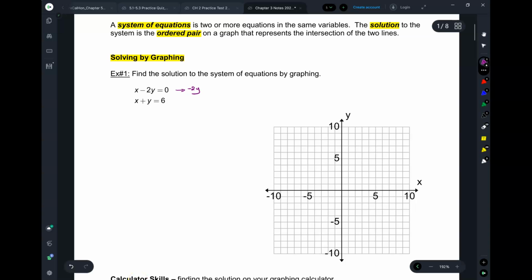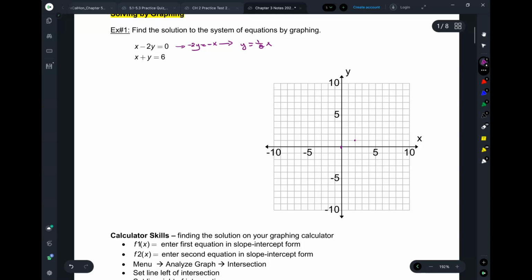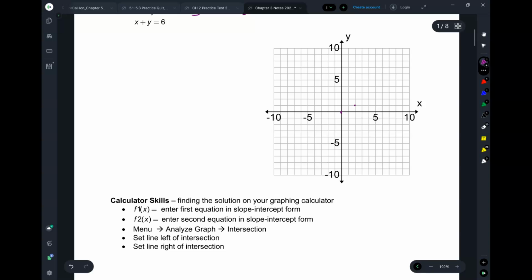Equals x, negative x. So y is 1/2 x. Here we go. You go up 1 over 2. And then, for these, you have to be extremely precise. That means it has to be graphing paper, right? The X and Y axes have to be done very meticulously, and you have to draw these with a ruler, because if you're a little bit off, then everything is a little bit off, right?